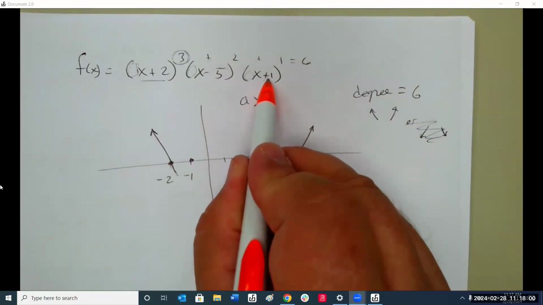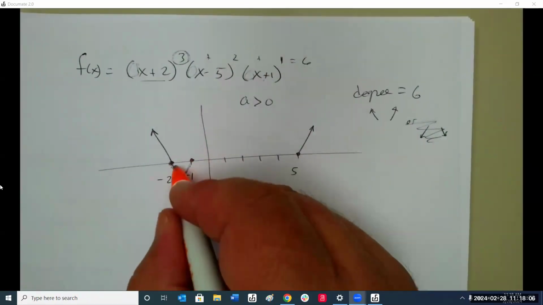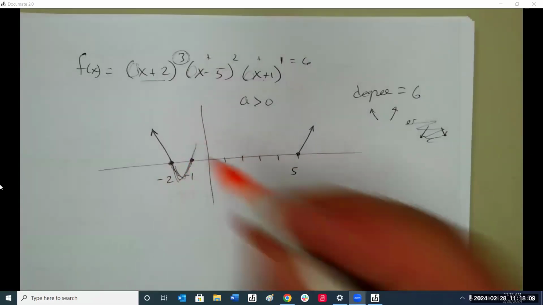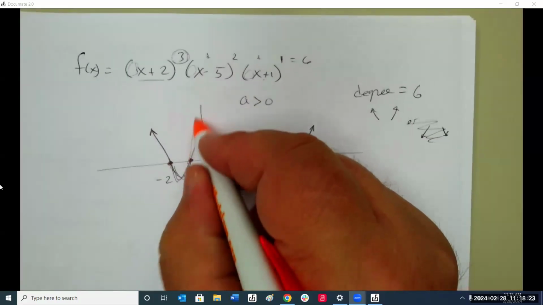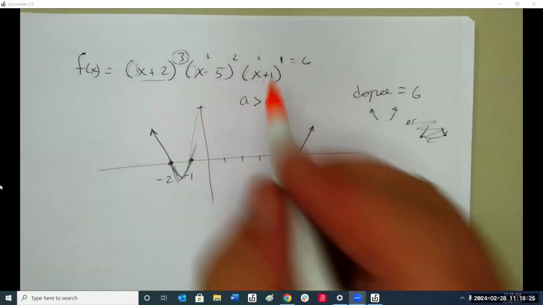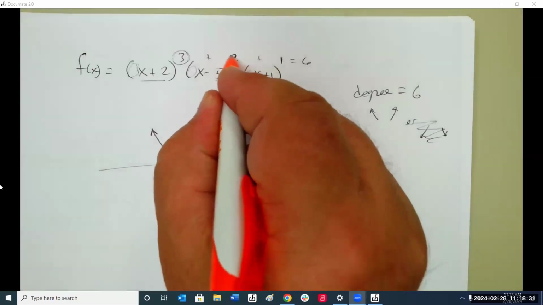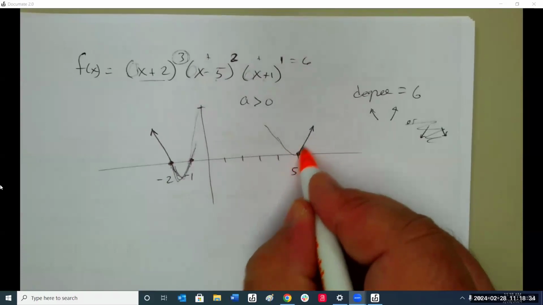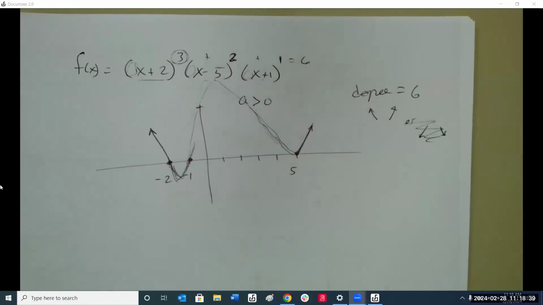At negative 1, at the negative 1 intercept, the multiplicity is 1. So it's odd, so it crosses that one also. And we have a y-intercept somewhere. I'll show you that in a second. And then when the graph comes down at the 5, it's an even, so it just bounces off that one. So the graph will look something like this.